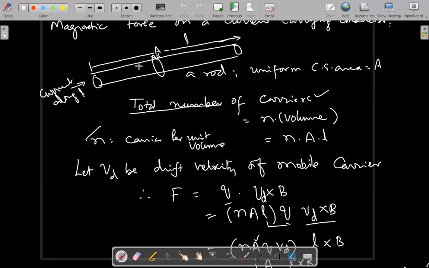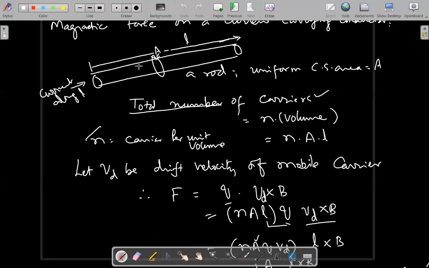Therefore, the radius of this path is r equal to mv divided by qB. These are all one mark questions. The formula you have seen, 4.5: the radius of the path taken by the charge in the magnetic field is given by the mass of the particle multiplied by the velocity it is moving with, divided by q into B.